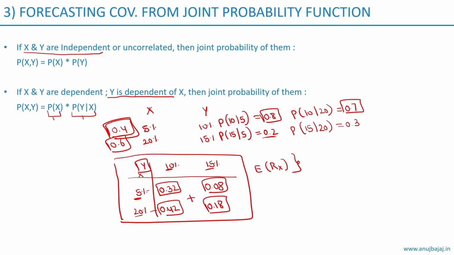So on your exam, you won't be asked to form this joint probability matrix over here. You will only be required to calculate the expected return based on the joint probability. But just so you know how this joint probability matrix is formed, I have taken this example.